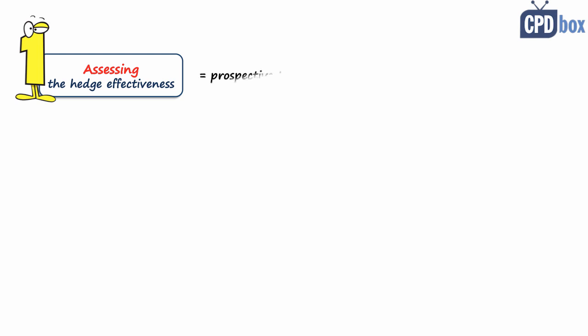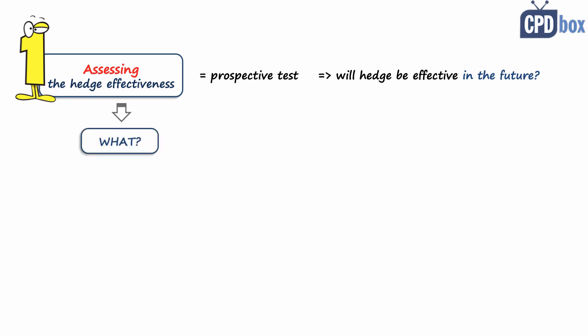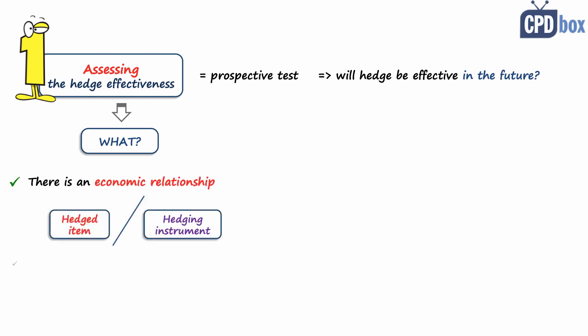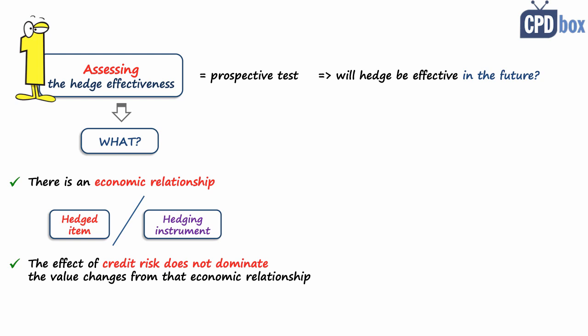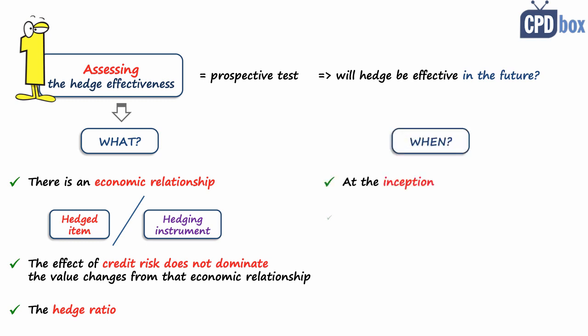This is the so-called prospective test, because you need to assess whether you expect your hedge to be effective in the future. So in fact, you're assessing 3 aspects of the hedge effectiveness. There is an economic relationship between hedged item and hedging instrument. Credit risk doesn't dominate the value changes from that economic relationship, and there is an appropriate hedging ratio. You need to do this assessment at the inception of the hedge, and then at each reporting date and every time when the circumstances of your hedge change.